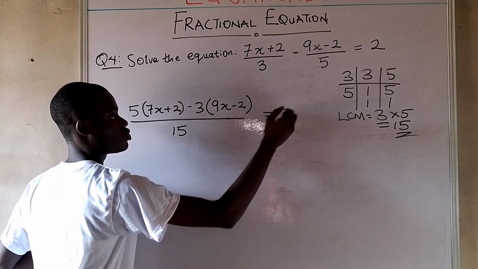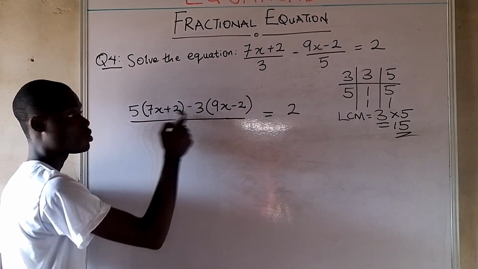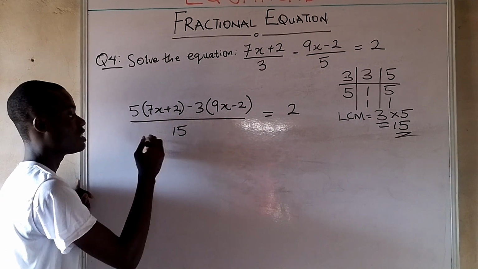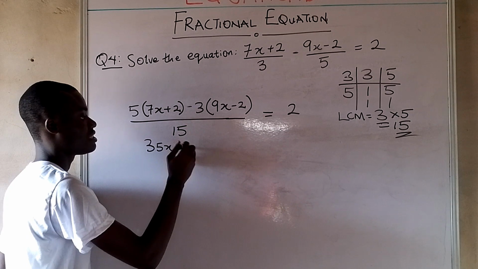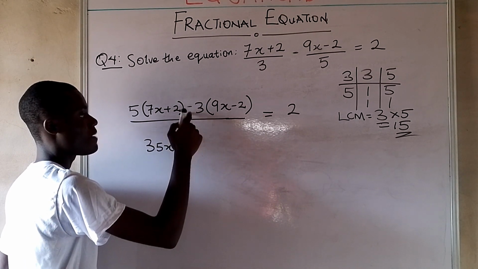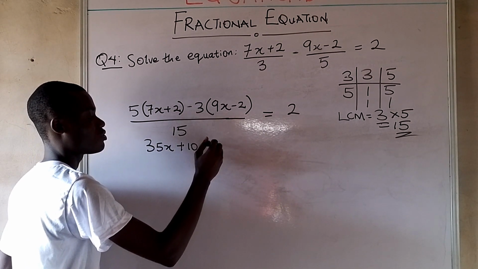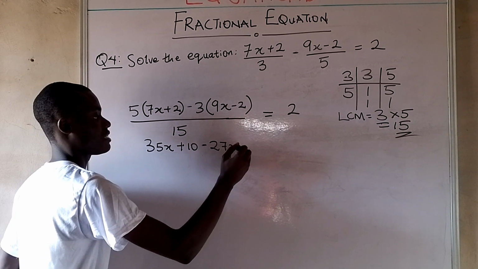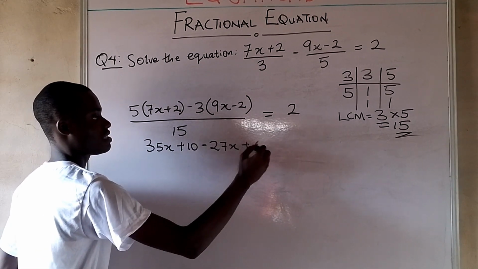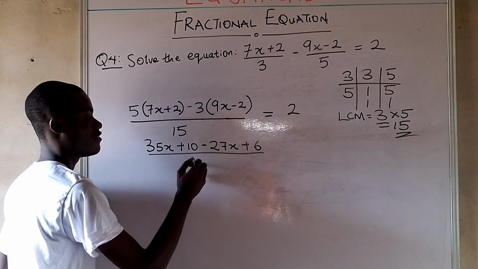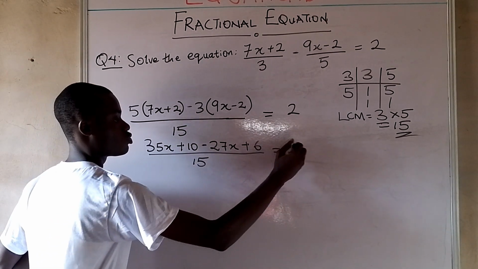Remember, this equation is equal to 2. Yes, I want to open up the bracket. 5 times 7x is 35x. 5 times 2 is 10. Minus 3 times 9x is minus 27x. Minus times minus is plus. 3 times 2 is 6. All over 15 is equal to 2.